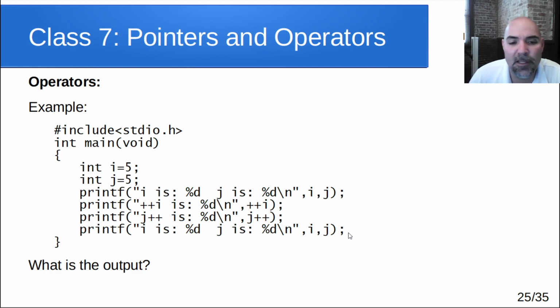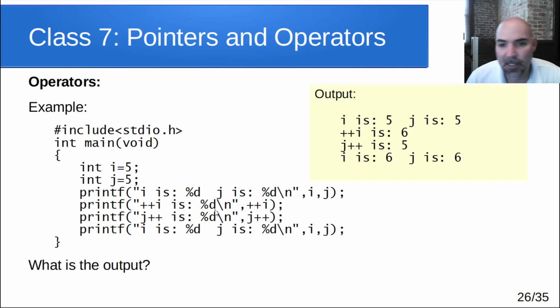So what's the output look like? Well, it's going to be 5 here for both i and j. So i is 5, j is 5. And then at the end, it's going to say i is 6, j is 6. But here, when we evaluate plus plus i, remember that one is doing increment first and then give me the value. This one's giving me the value and then increment. So we're going to see a difference in what gets output here. So let's look at what the output is. So there's the output.